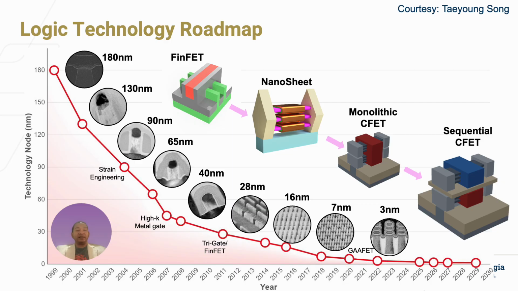They strained the silicon to speed it up, switched to a new high-K metal gate material, then changed the transistor's shape from flat to a three-dimensional fin, the FinFET, and then wrapped the gate all around the channel with the gate-all-around and nanosheet designs. And the next steps stack transistors on top of each other with complementary FET, or CFET. The takeaway is that every step down this roadmap demanded a brand new device and a brand new manufacturing challenge.